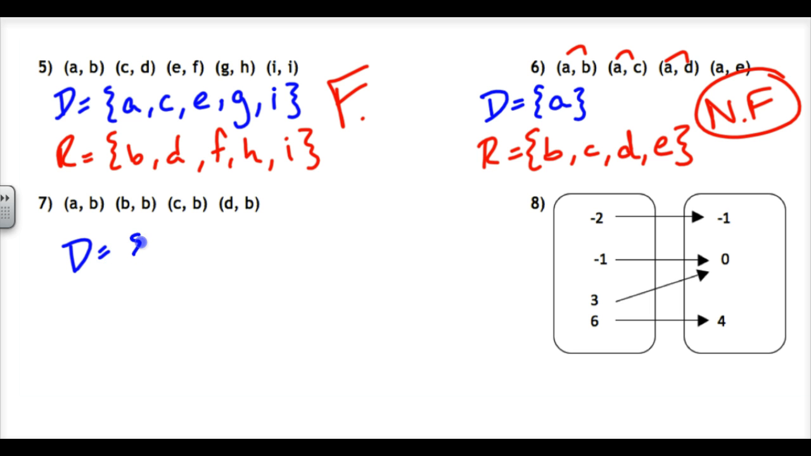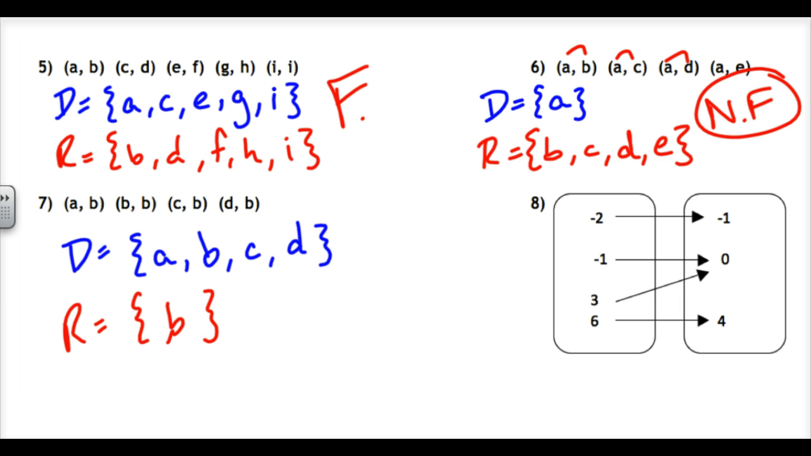Number 7, domain, we've got A, B, C, and D. The range, we just have B, it looks like. This is fine. If we use that vending machine example again, if you ever saw a vending machine where it just serves water, no matter what button you press, A, B, C, or D, you're going to get water. So this is perfectly fine. Each input goes to one specific output. You don't have a repeat input, so it's a function.